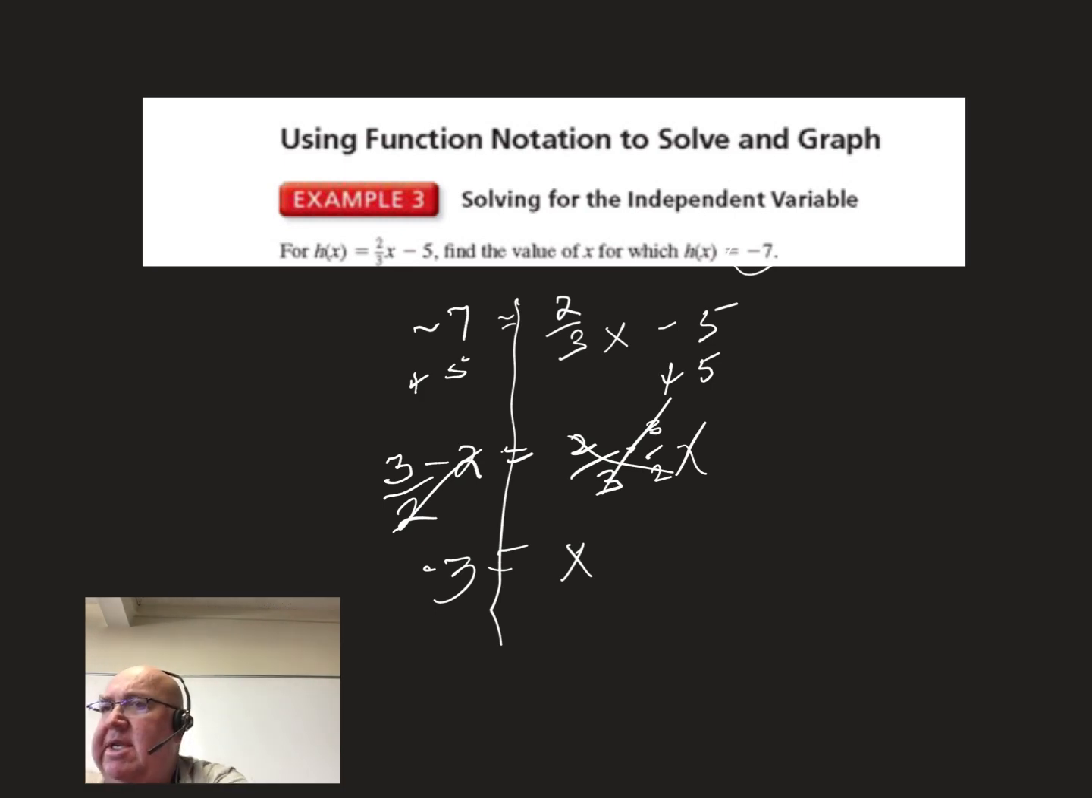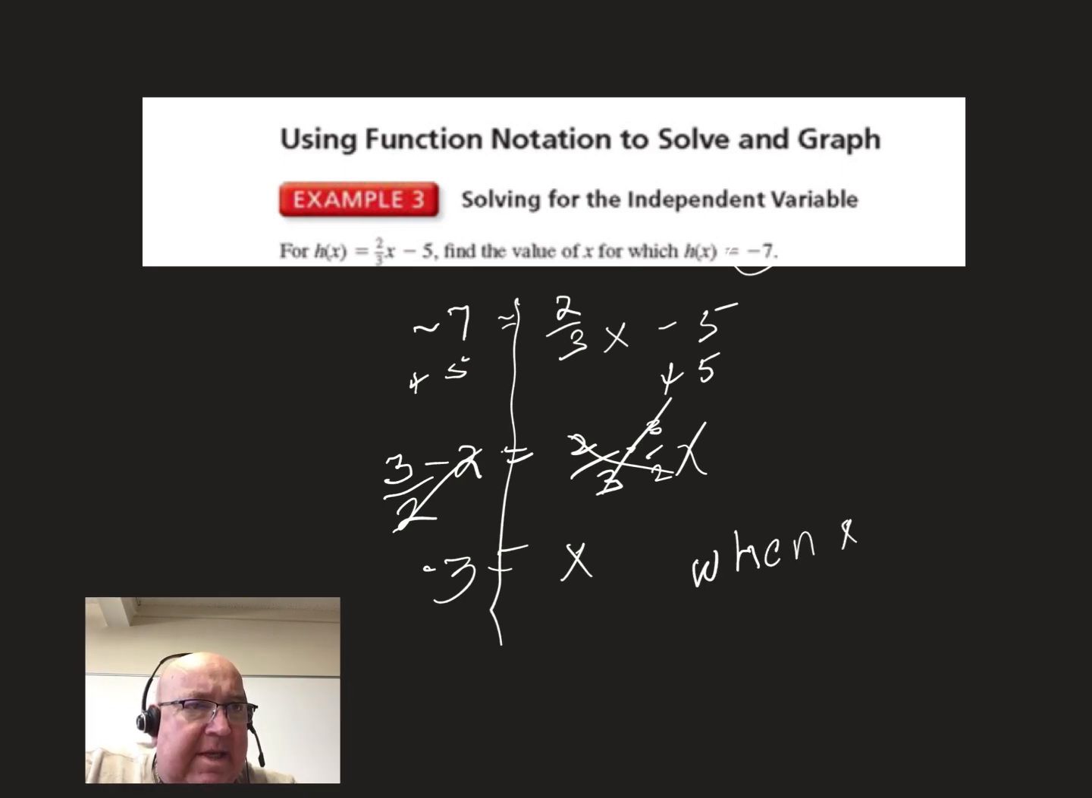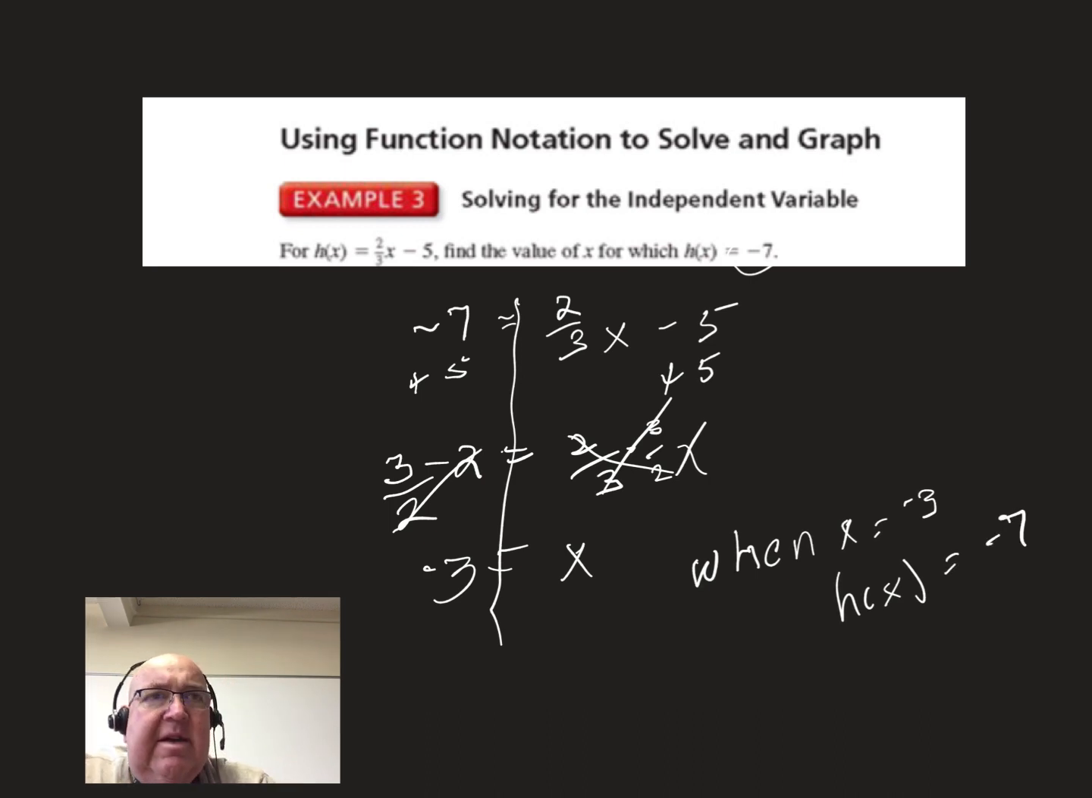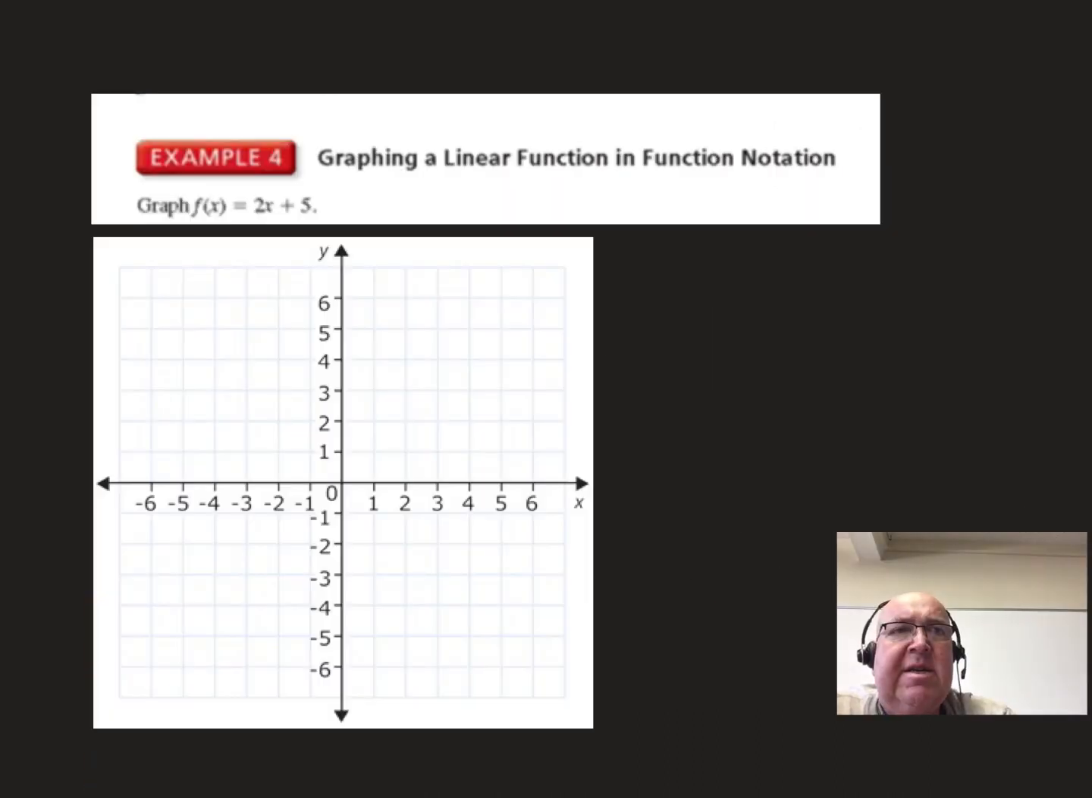Using function notation to solve and graph. I'm actually not going to solve that, but we're going to say that when x equals negative 3, h of x equals negative 7. Alright, going on.